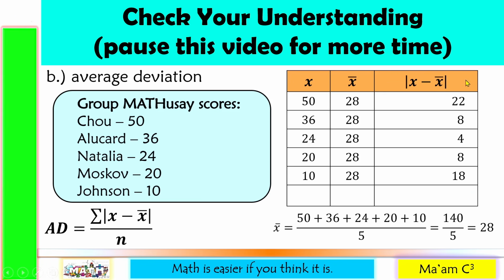Now let us compute for the sum. 22 plus 8 is 30. 30 plus 4 is 34. 34 plus 8 is 42. And 42 plus 18 is equal to 60. Let us substitute this value in our numerator, divided by our n, which is equal to 5. And 60 divided by 5 is equal to 12. Next one is the variance.